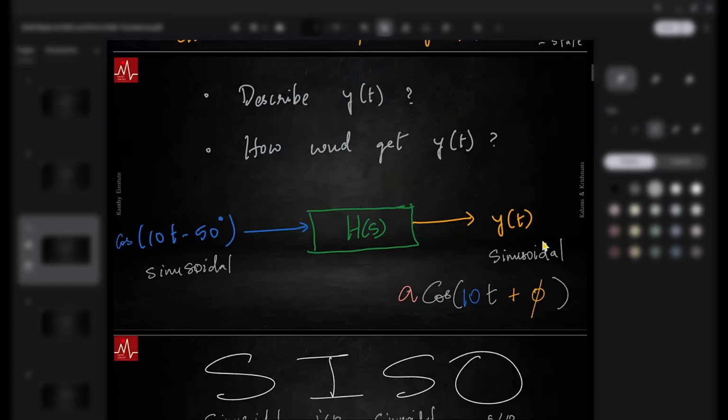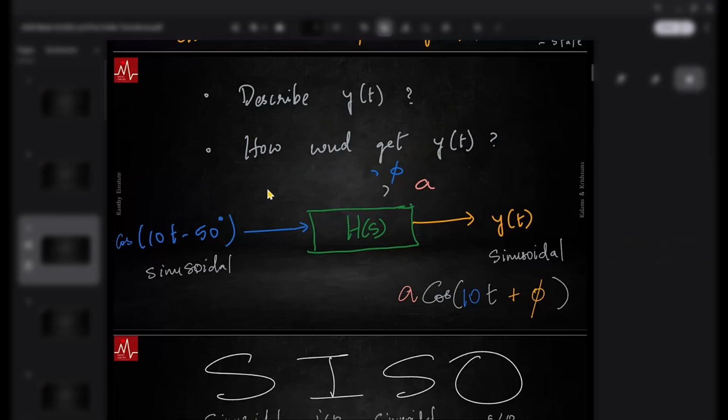It is affecting two things. The amplitude 1 is becoming A, and the phase minus 50 becomes phi. It's affecting phase and amplitude, two things. You put in an input with amplitude 1. Technically, the input has an amplitude, and it will also have a phase.